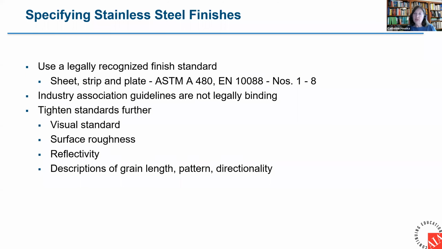And that means agreeing on a visual standard, agreeing on a surface roughness range that you find is acceptable after you've looked at samples, and a gloss or reflectivity range. If you can, describe the grain length. I mean, there's a difference in appearance between a number 4 finish and a hairline.